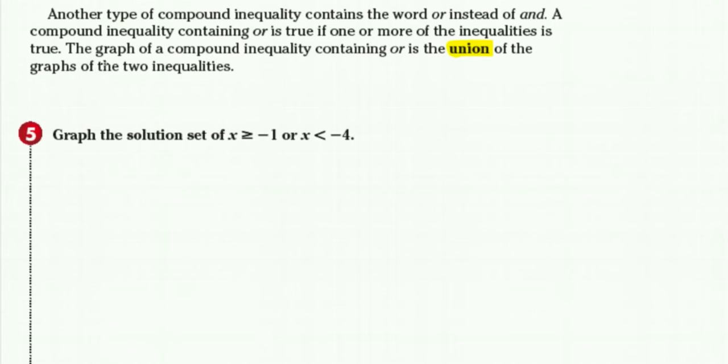With the word "or," you only need one inequality to be true for the entire compound inequality to be considered true. So the graph of a compound inequality containing "or" is a union of the graphs of the two inequalities. Remember, intersection is an upside down U. The symbol for union is actually a U.